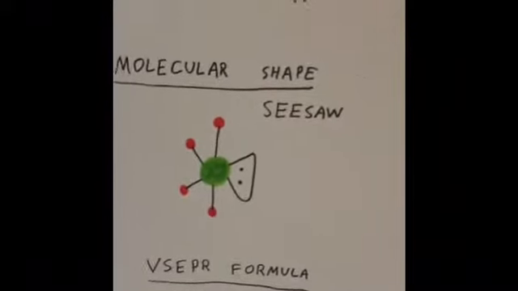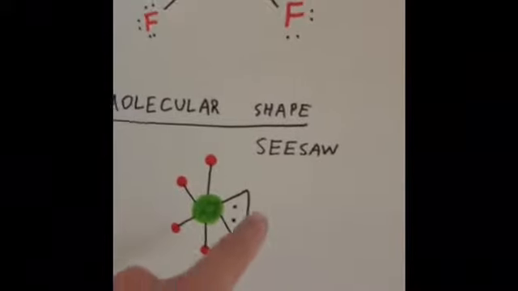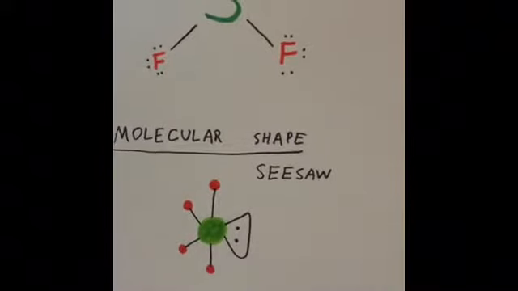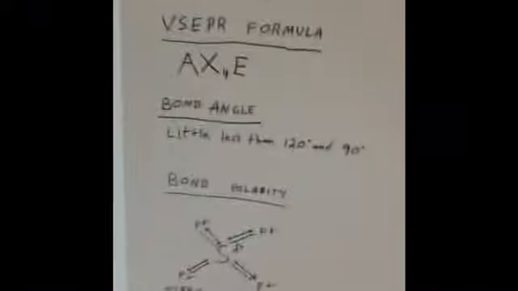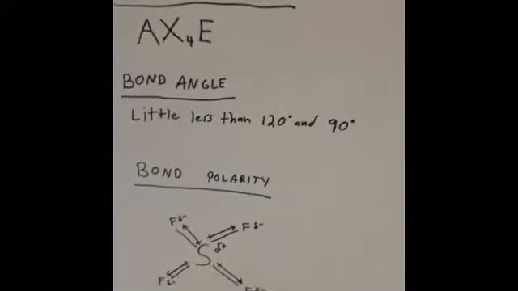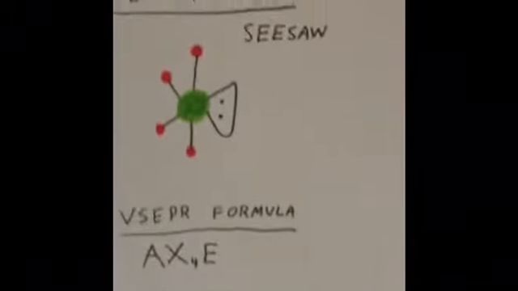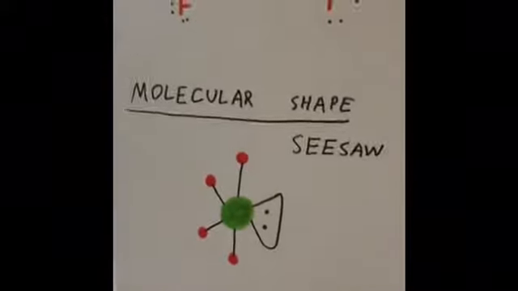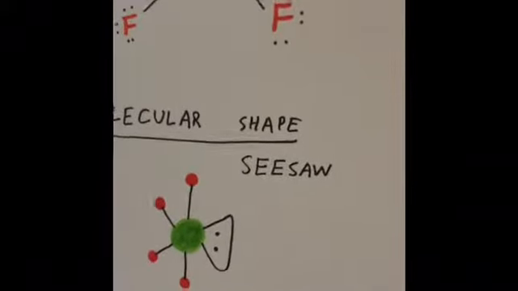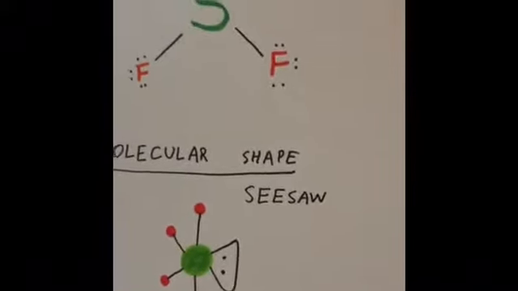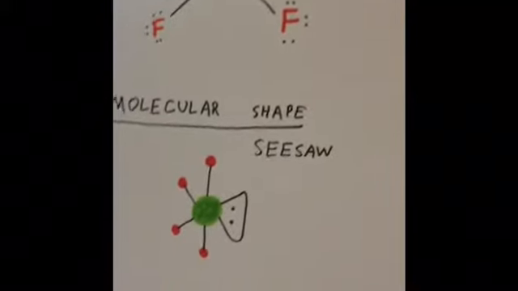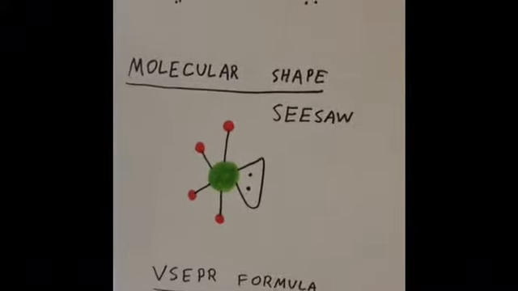The molecular shape is a seesaw. This is because the lone pair, here, is pushing down on these bonds, creating a seesaw shape. The bond angle is a little less than 120 and 90 degrees. On a regular trigonal bipyramidal, the bond angles are 120 and 90, but because of the lone pair, it pushes down on these bonds, creating it less than 120 and 90 degrees.